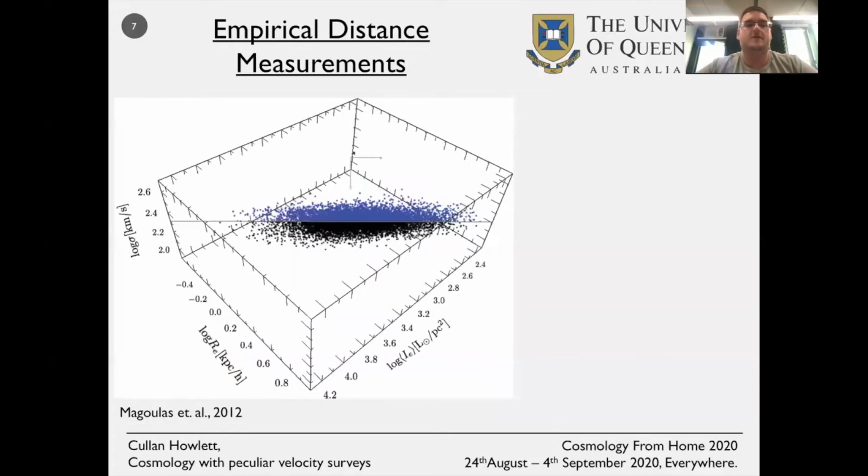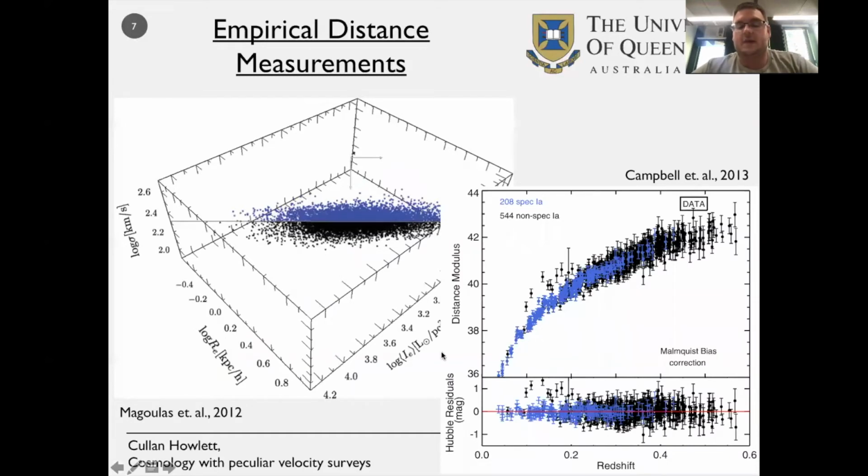Some other examples of these kind of empirical distance measurements are the fundamental plane. So this is a relationship between the effective radius of a galaxy, shown in RE here, the surface brightness, I, and the velocity dispersion. And here, a peculiar velocity basically makes your galaxy appear smaller or larger than it truly is. And so it's an offset in the RE direction here.